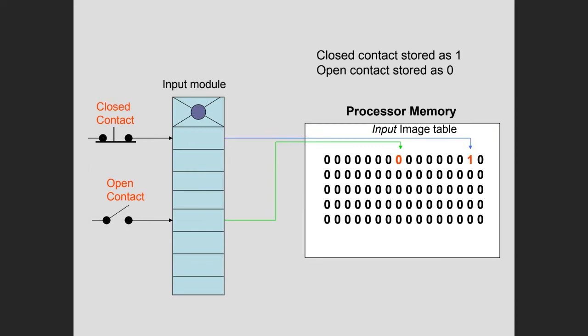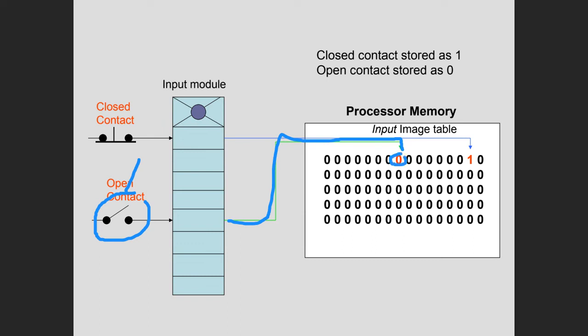And it's the same thing with the bottom switch. If you look at that, I have an input over here, it's open. So this maps to this bit position right there. And since this is open, this image table is going to store a 0.